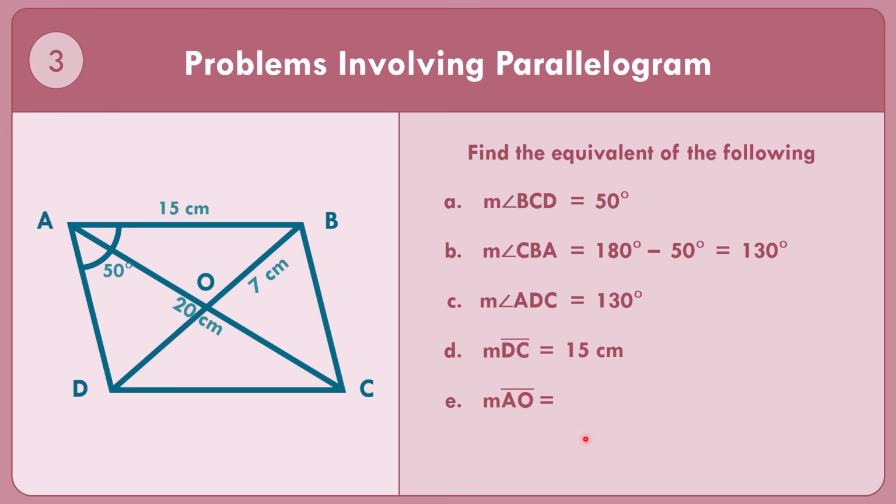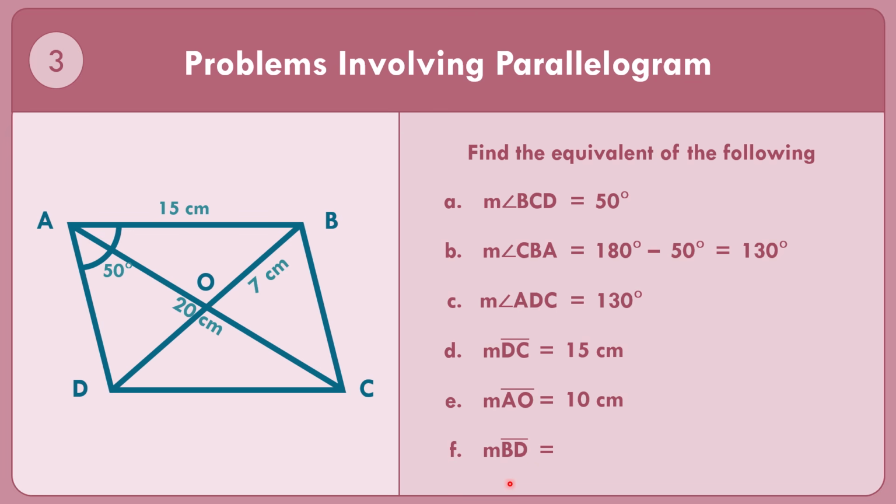How about letter E? The measurement of the segment AO. So this is line segment AO. If the line segment AC is 20 centimeters, it means half of the line segment AC, because diagonals bisect each other. So line segment AO, half, is equal to 10 centimeters.